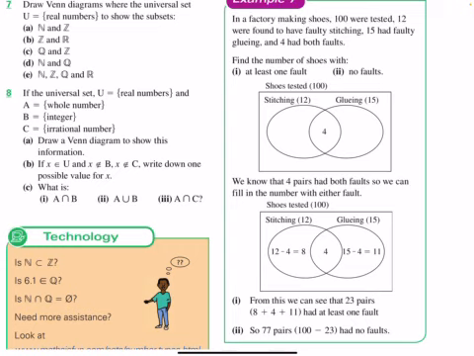Correct. What do you mean? No, we're at the first one. You have 100 shoes that were tested. They say 12 had faulty stitching, 15 had faulty gluing, and total 4 of them had both.